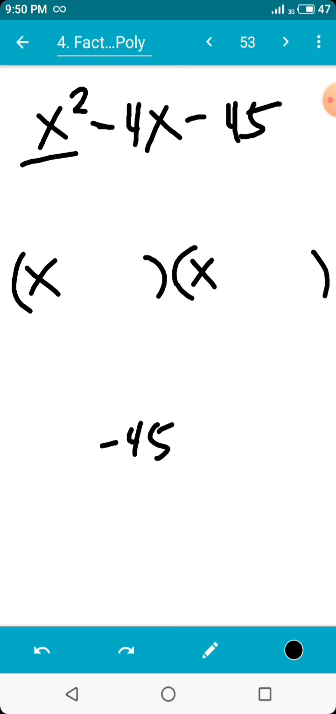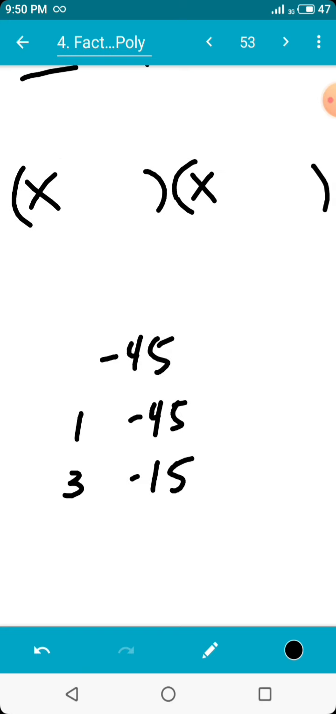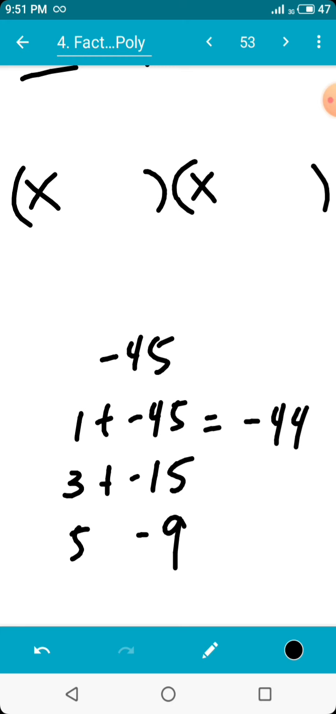So, list down muna natin factors ng negative 45. That is, pwede ding 4 and, meron bang 4? No, walang 4, tama. Or, it could be 5 and negative 9. Okay, try na muna natin tong factors na nakuha natin. So, let's add them. So, it could be negative 44, and this one, negative 12, and this one, negative 4.